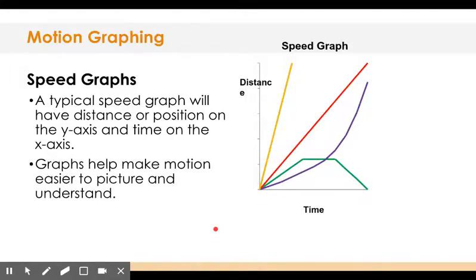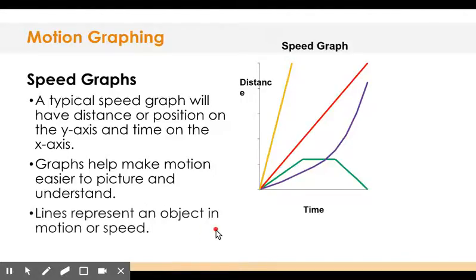Graphs help us make motion easier to picture and to understand. You can kind of see what's happening based on the graph once you learn how to read the graph. And the lines represent an object in motion or speed. We're going to look at several of those in this. Make sure you understand the difference between them.